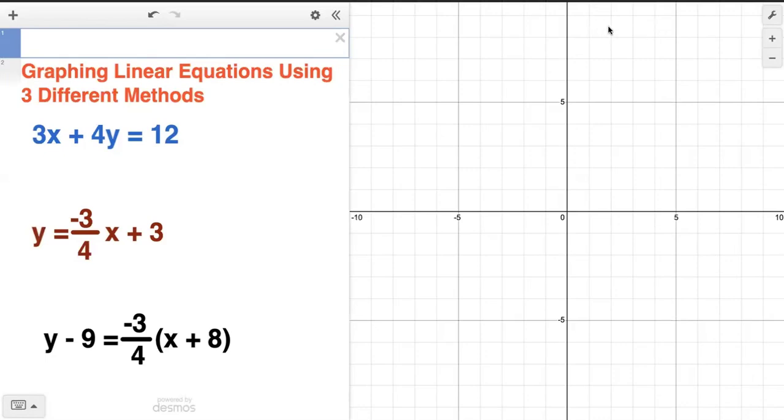In this video, I'm going to show you how to graph linear equations, which means straight lines, using three different methods. So the first one here is 3x plus 4y equals 12. That is the standard equation. For this, when it's written like this, with these nice numbers, all you need to do is just find the x-intercept.